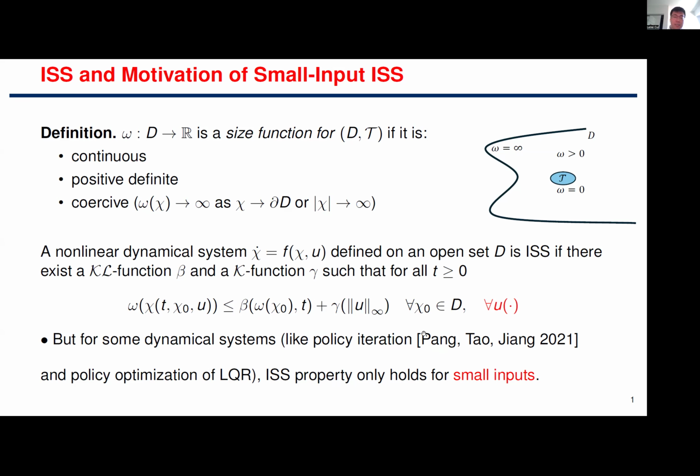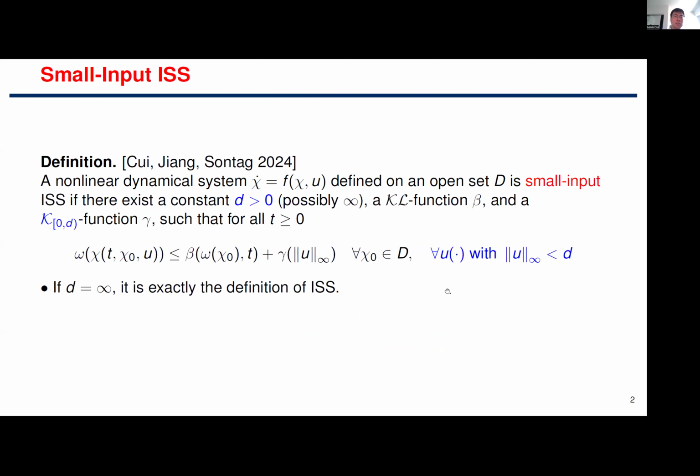But for some dynamical systems, for example, the policy iteration algorithm or the policy optimization of LQR, the researchers found that this kind of dynamical system can't tolerate arbitrary inputs. It can only tolerate small inputs, which means that ISS only holds for small inputs. So that's why the researchers wanted to explore the concept of small input ISS to analyze the robustness of dynamical systems. So what is small input ISS?